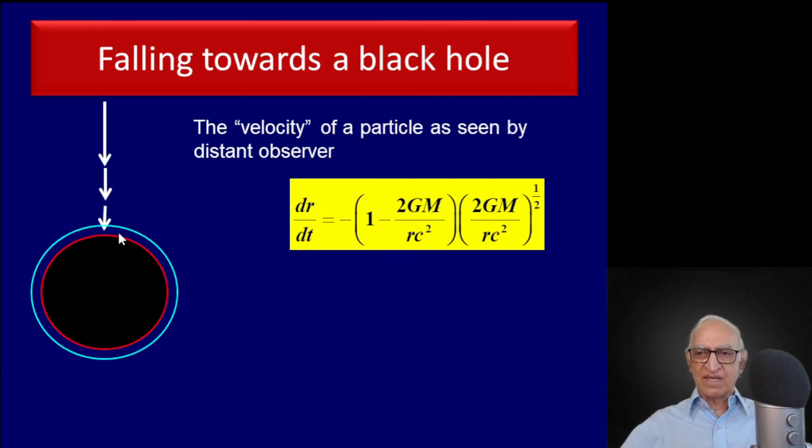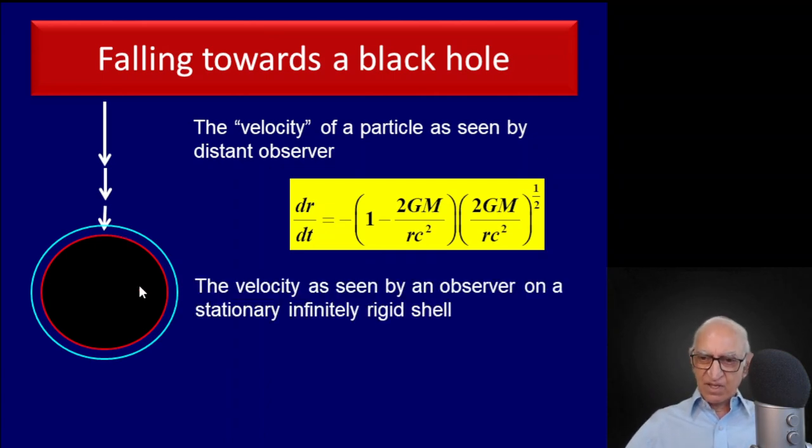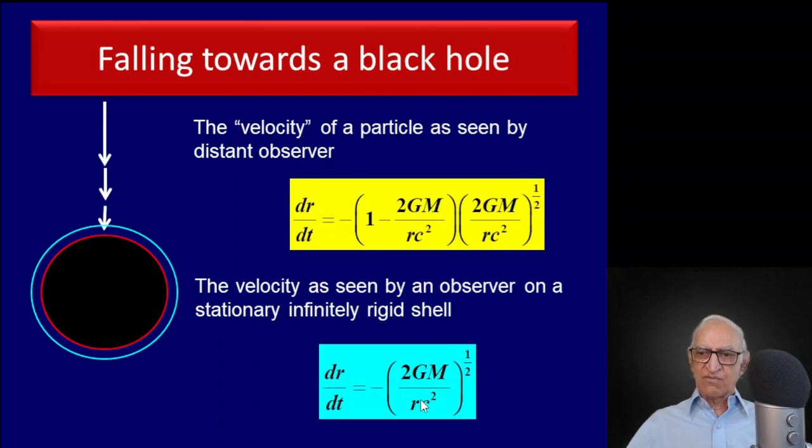What will he say is the velocity of this particle? The velocity as seen by an observer on a stationary, infinitely rigid shell, the blue shell, will say, no, the velocity of the particle is minus the square root of 2GM/rc². This first factor is missing. So this is what Hartland Snyder found in his calculation. Diametrically opposite descriptions of the same phenomenon, a falling stone, by a distant observer and by an observer who is falling with the stone or who manages to stay stationary over there.